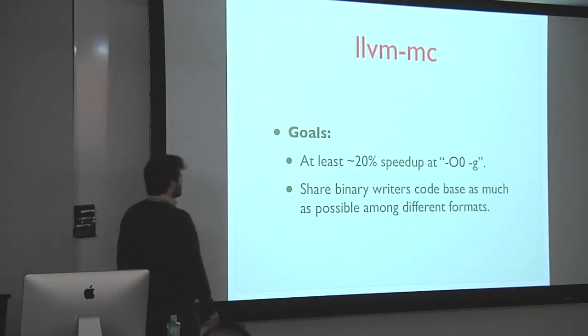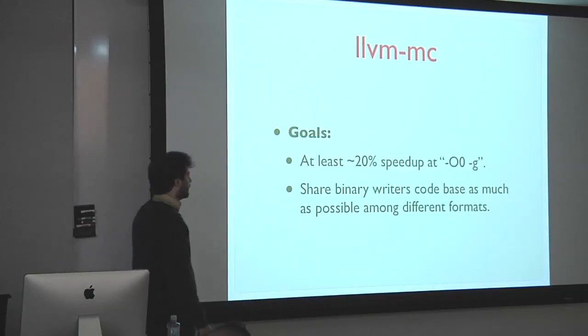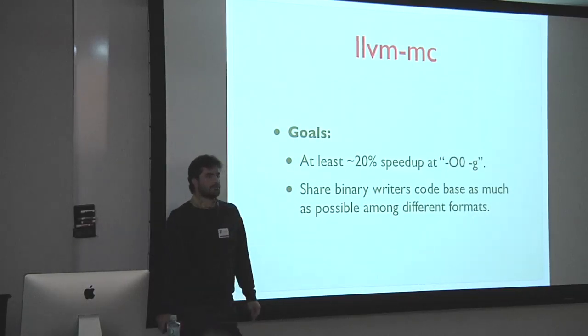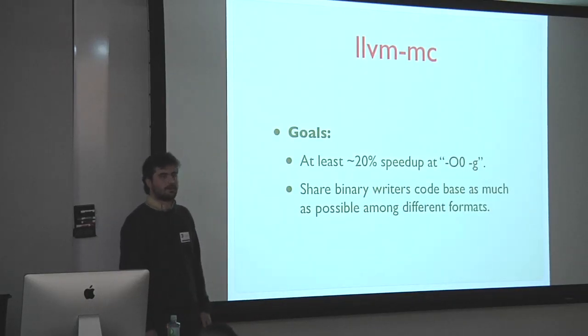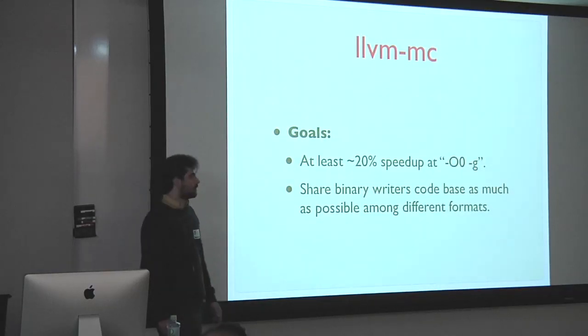So we hope to get at least a 20% speed up at -O0 and -g. And we hope to share the binary object code base as much as possible, so if someone wants to add a new format or a custom format, they don't have to hack too much in the code base.